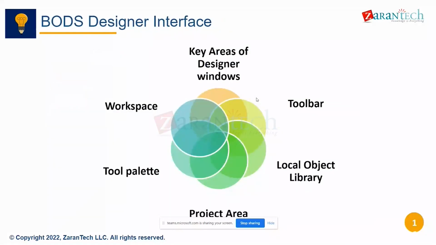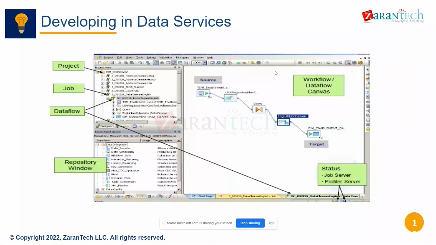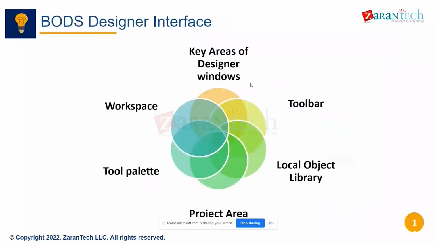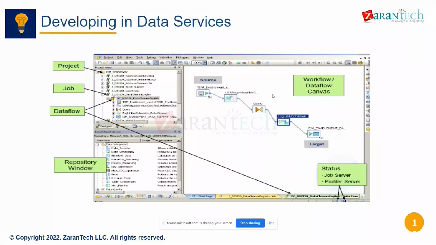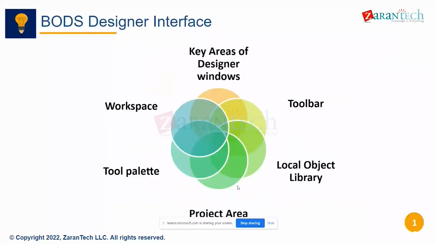So designer interfaces, key areas of designer, as I explained: project area, tool palette, and workspace. Tool palette is nothing but, I told you, this was the tool palette. Toolbar is nothing but these are our toolbar, from here down. In project area, local object library.